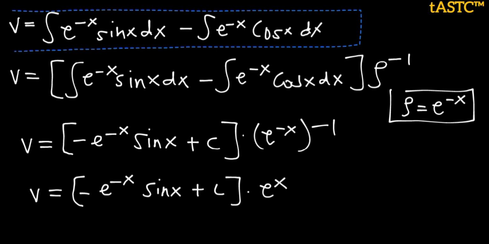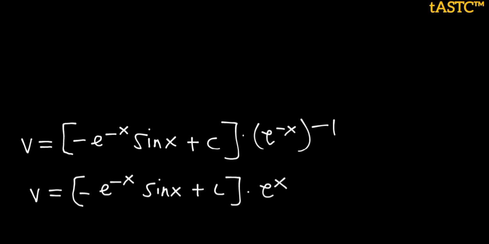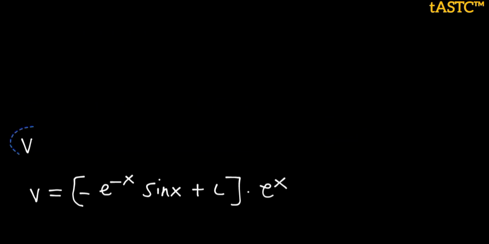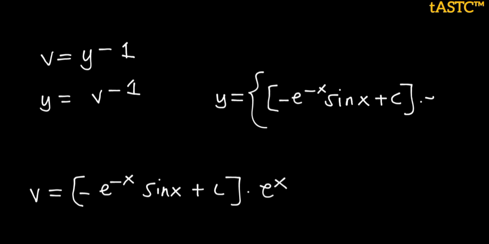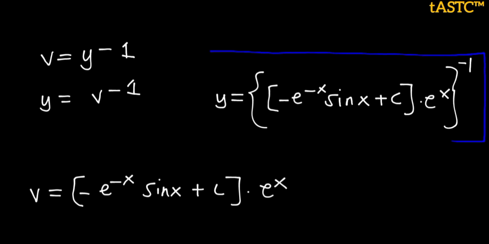So what is then going to be y? How can we find y? Now remember, we said that v was equal to y to the negative 1, right? So y will be equal to v to the negative 1, basically. So we're going to have y equal to negative e to the negative x sine x plus c, multiplied by e to the x, and this will be raised to the power of a negative 1. So that will be the answer to the question. Pretty long stuff in it.